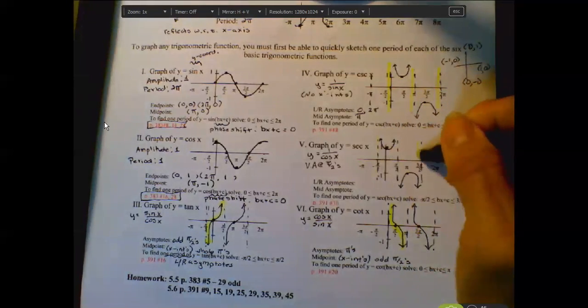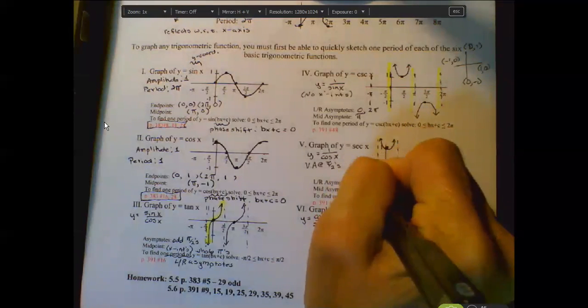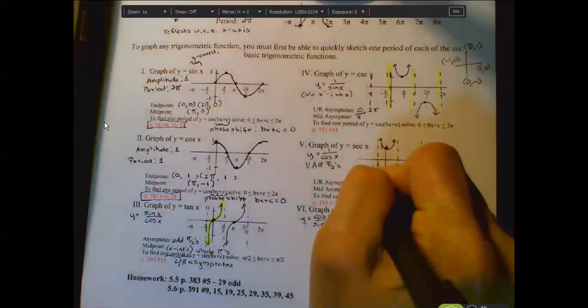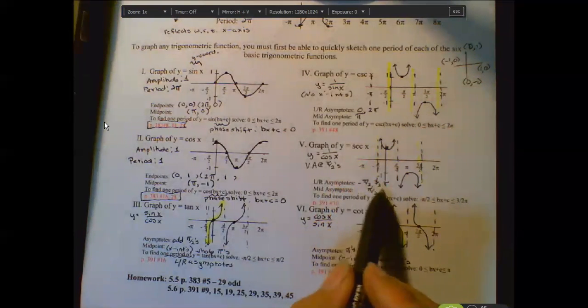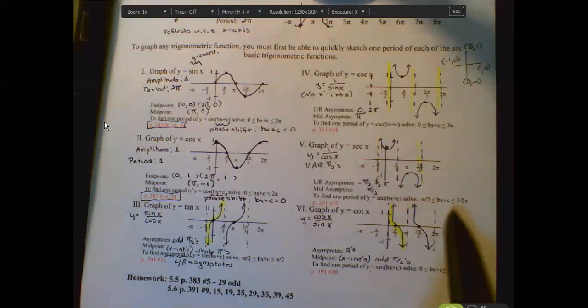So for one period of secant, for our left and right asymptotes, we'll use negative pi over 2 and 3/2 pi. For our middle asymptote, it'll be positive pi over 2, which is halfway between negative pi over 2 and 3/2 pi. If you give me a graph of secant that's been shifted, then to find out where the left and right asymptotes have moved to, and of course where the rest of the graph has moved to, I'm going to set the argument between my normal left and right asymptotes, negative pi over 2 to 3/2 pi.